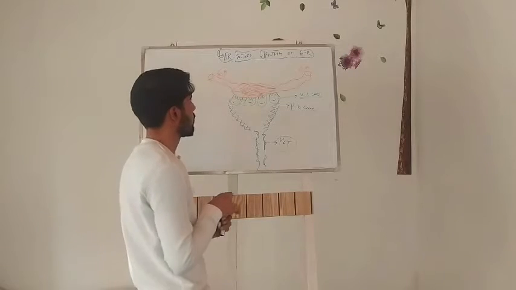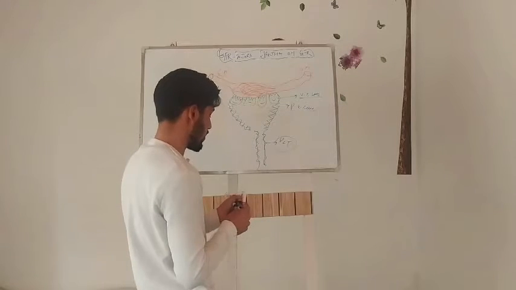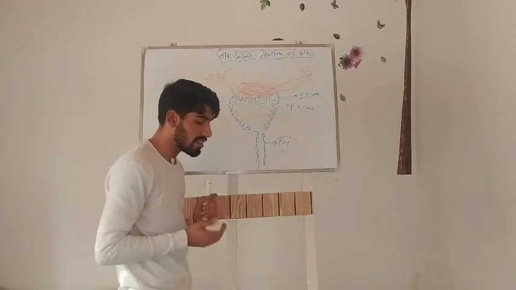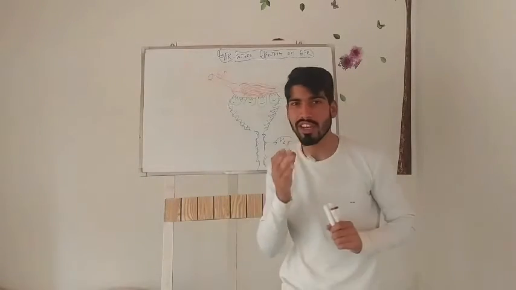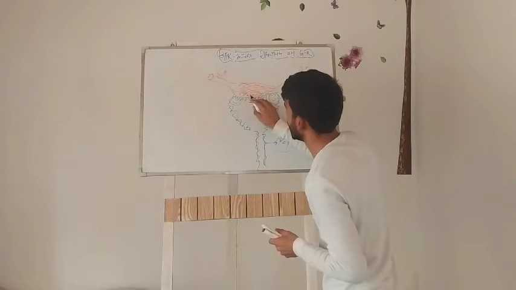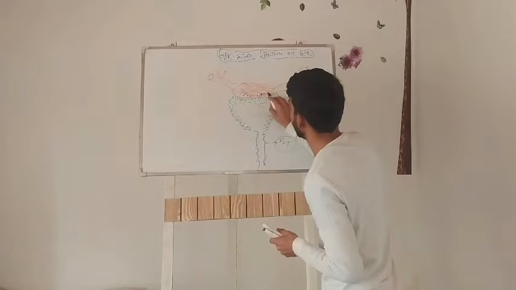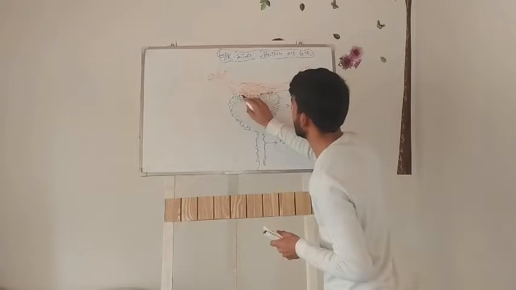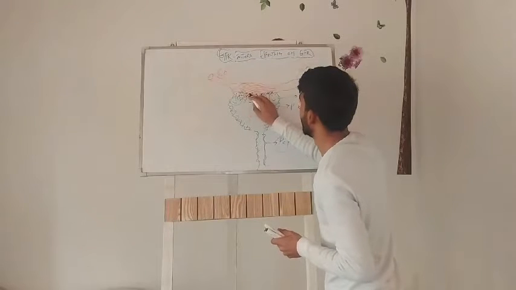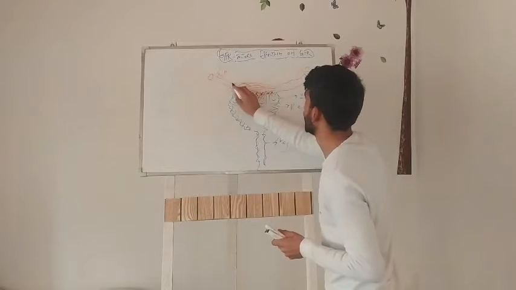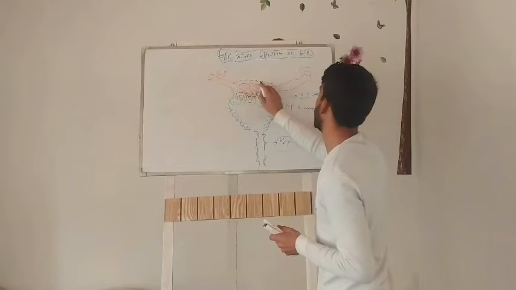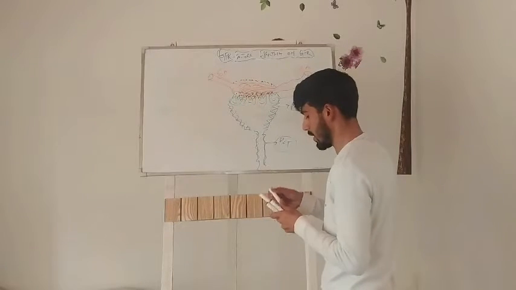Now what happened here? As I said, the capillaries are fenestrated capillaries. Fenestrated means there are tiny holes present in the capillaries, very small holes. And here is another package of cells.